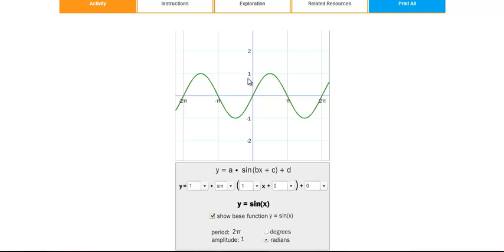So let's talk this time about the period of a function. Remember that a normal sine function has a period between 0 and 2 pi, or in other words, one complete picture for sine occurs between 0 and 2 pi. So let's see what happens when we change this value right next to x.